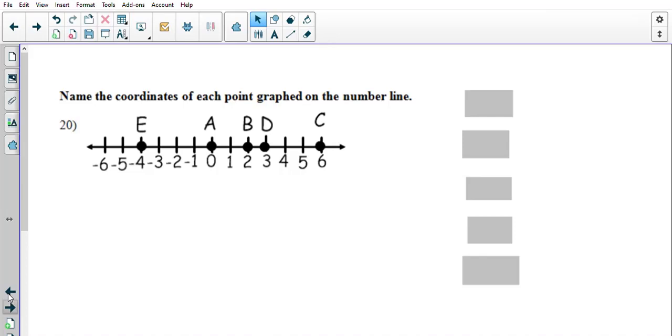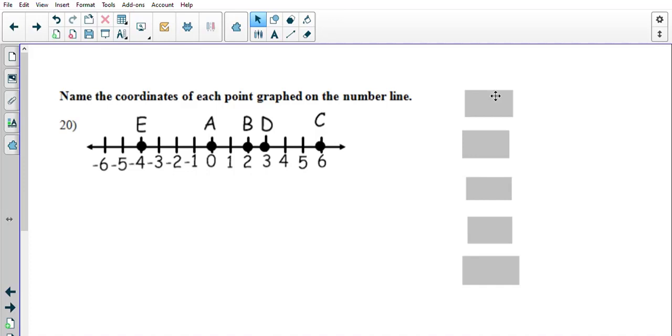I created this question because we had a problem like it on the test a few years back, and I didn't have a problem like it in the guided notes, and immediately kids are like, I don't know how to do this, which I think you do. You just maybe haven't seen it before. So we have to name the coordinates for points A, B, C, D, and E.